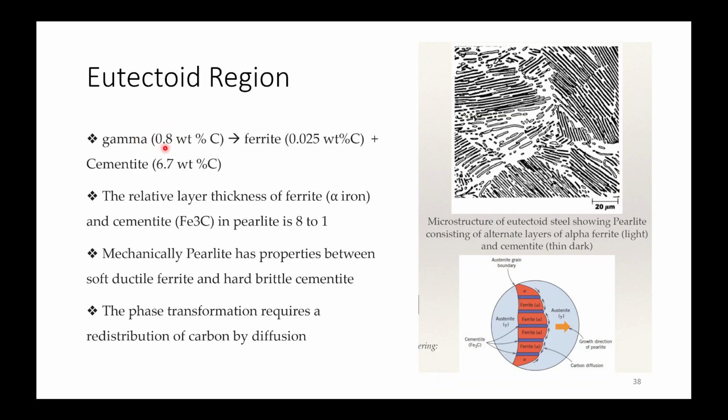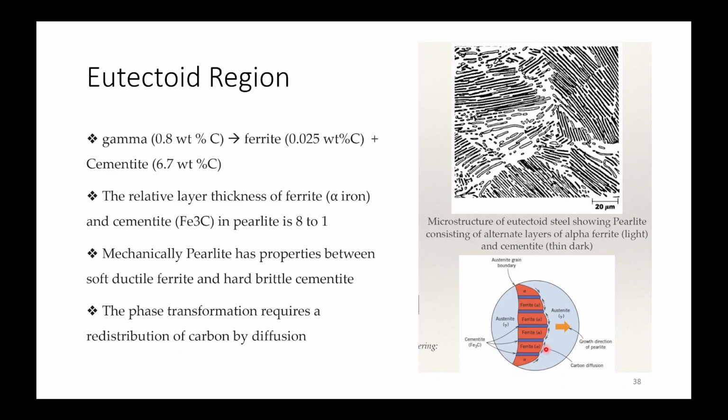This is the reaction. 0.8% carbon austenite will convert into ferrite with 0.025 weight% carbon plus cementite having 6.7 weight% carbon. The relative layer thickness of ferrite, alpha, and cementite in pearlite is 8 to 1. If the width of ferrite is 8, then the Fe3C will be 1. Mechanically, pearlite has properties between soft ductile ferrite and hard brittle cementite. And the phase transformation requires a redistribution of carbon by diffusion.